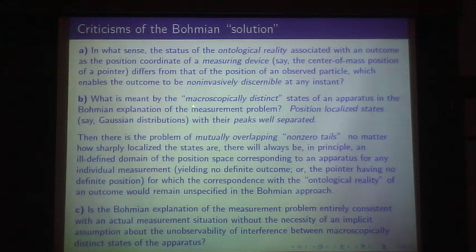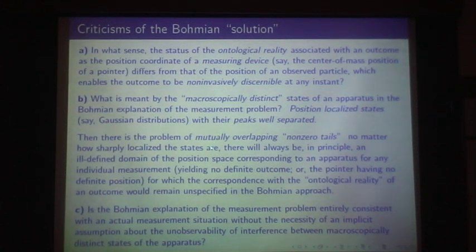Now, in the Bohmian model, macroscopically distinct states of an apparatus are characterized by position-localized states with their peaks well separated. This is the criterion. I'm going step by step through how the Bohmian model addresses those attributes of the measurement outcome which I had sketched earlier. So this is about the non-invasive measurability of the measurement outcome. This is the Bohmian stance.